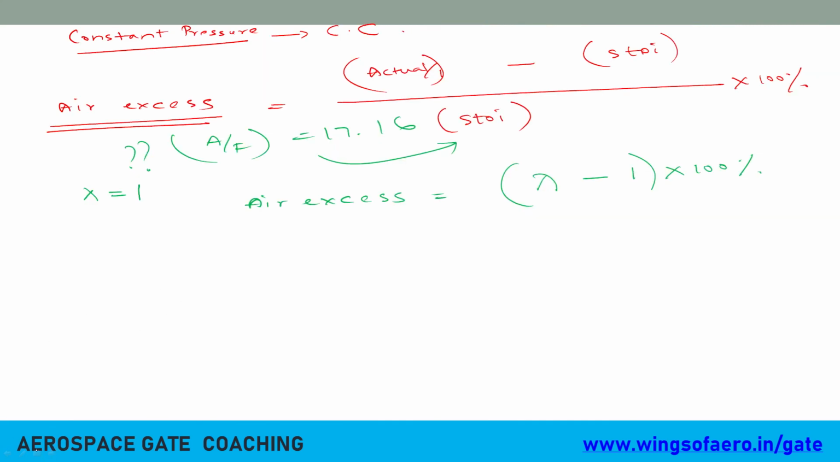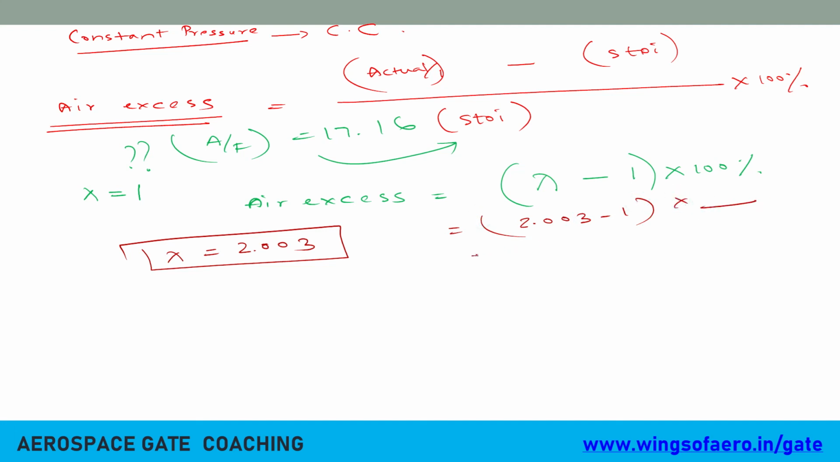In case, for example, you are getting the lambda value as 2.003. Your lambda value is 2.003. What will be the percentage of excess air? 2.003 minus 1, into 100, and you will get the percentage. Okay, so this is a general formula to find a few things.